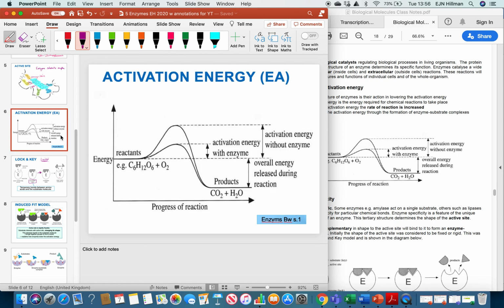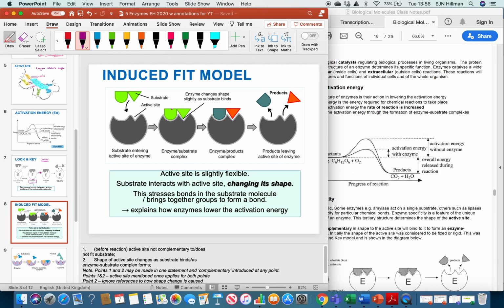This leads back to the activation energy. So we can see here the activation energy with an enzyme is lower than the activation energy without the enzyme. The reason for that: the substrate enters the active site, which changes shape. As it changes shape, that puts strain or stress or distorts the bonds inside the substrate. That makes it easier for those bonds inside the substrate to be broken, meaning that the reactions are able to take place at a lower temperature.